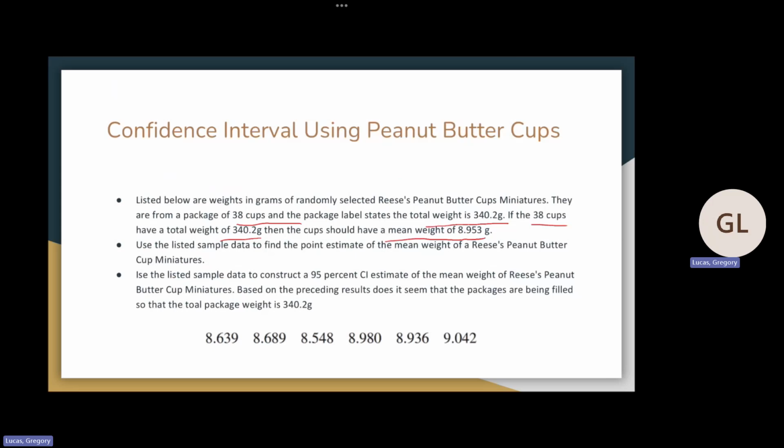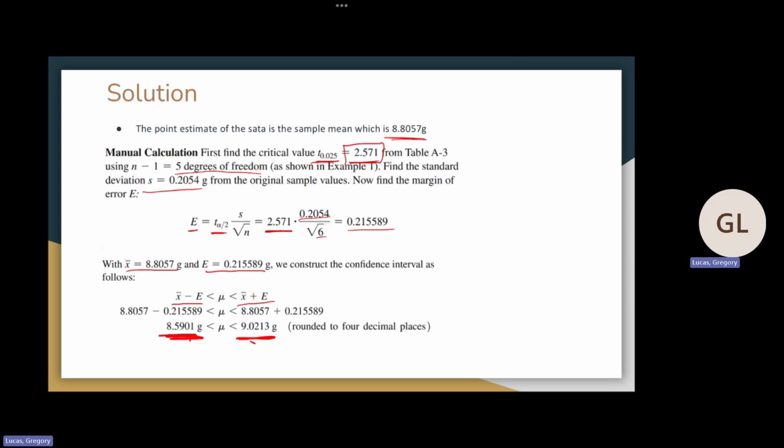But we didn't answer the exact question, so let's just be careful. Based on the preceding results, does it seem the packages are being filled so the total packing weight is 340.2 grams? So for it to be 340.2 grams, the mean weight would have to be 8.953.